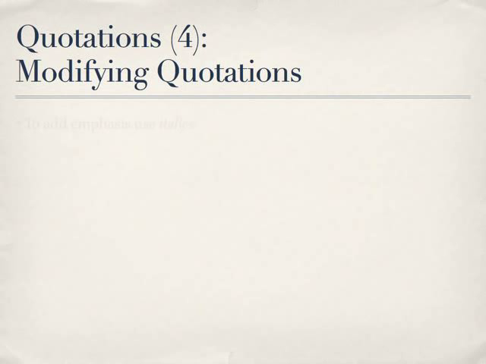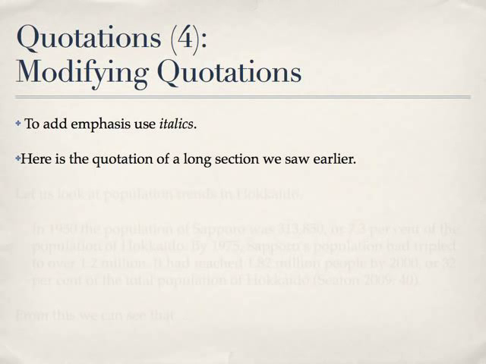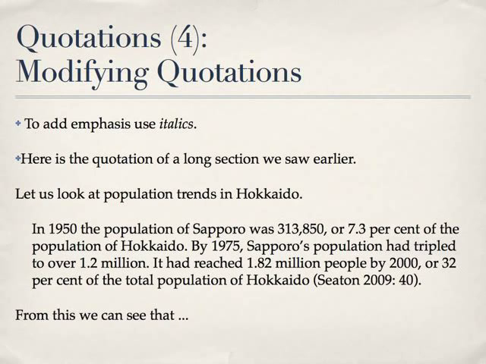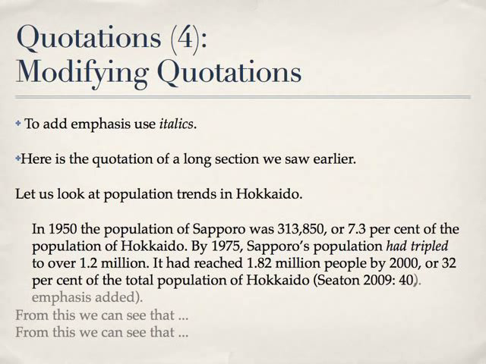Second, let's add emphasis to part of a quotation. We do this by adding italics. Here is the quotation of a long section we saw earlier. This is the part we want to emphasize. Add italics, and make sure you say emphasis added when you give the reference.